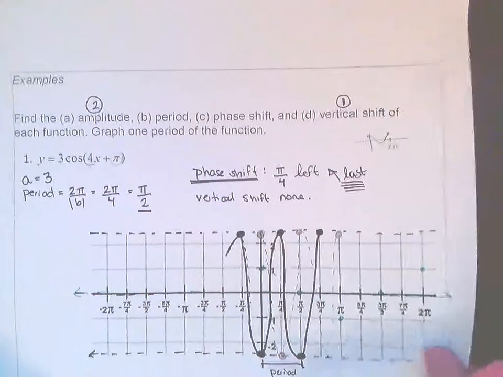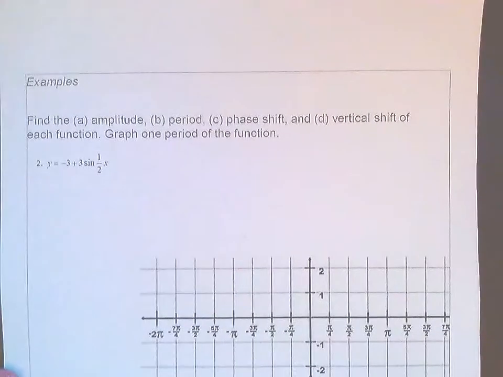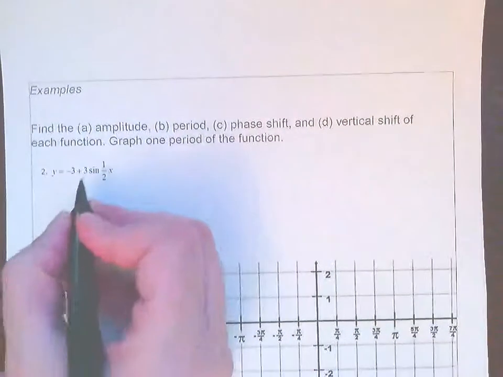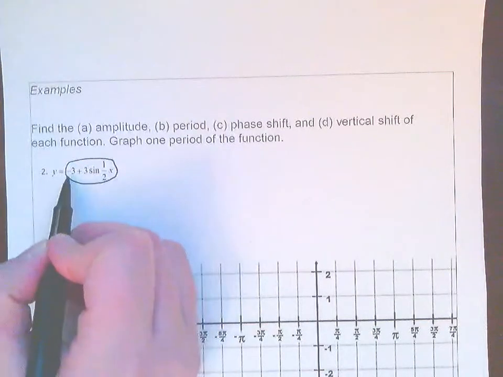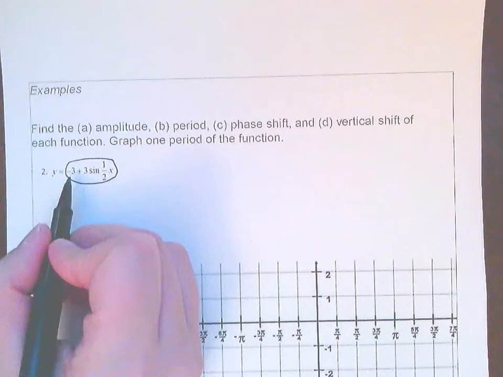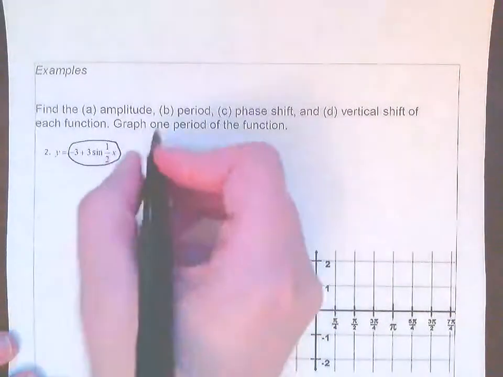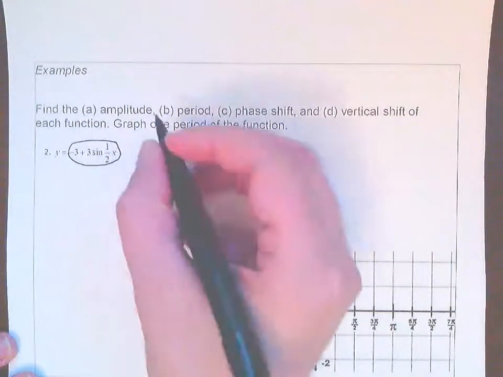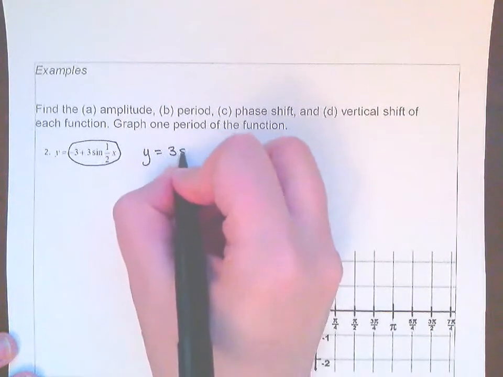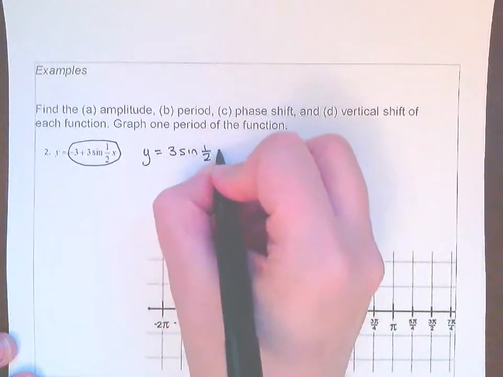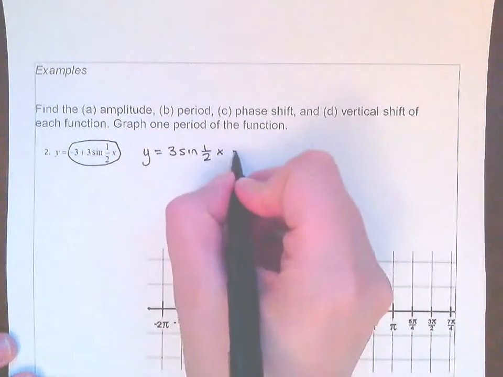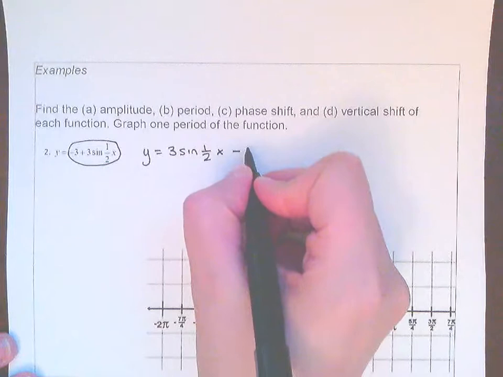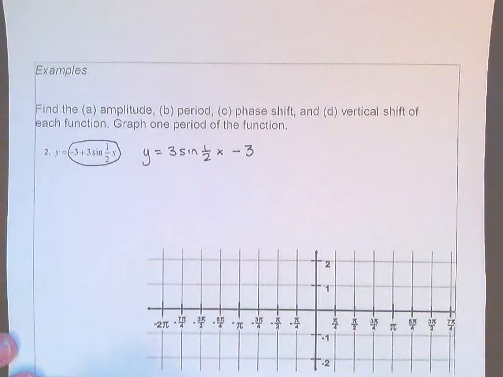Alright, moving on to the next example. Before I do anything, I'm going to look at this function, and you notice that the minus 3 is on this side. So what we have to do is rewrite it. We rewrite it as 3 sine of 1/2 x, but instead of putting the minus 3 on this side, I'm going to write it on the other side, so minus 3. I didn't change the sign because I'm not moving it.